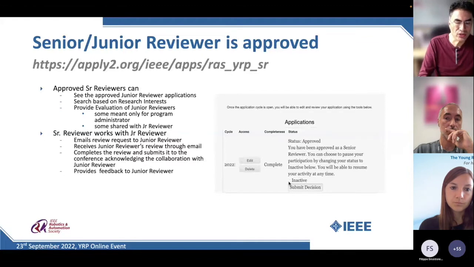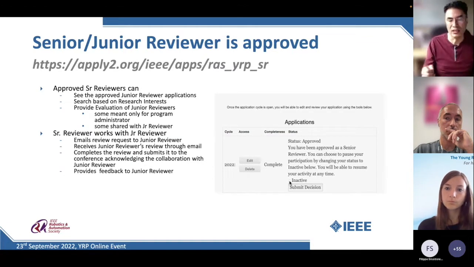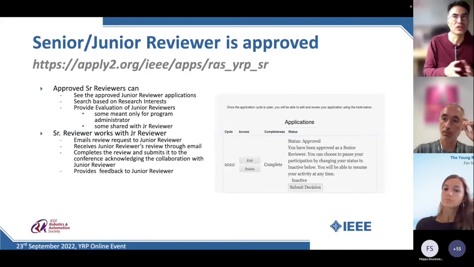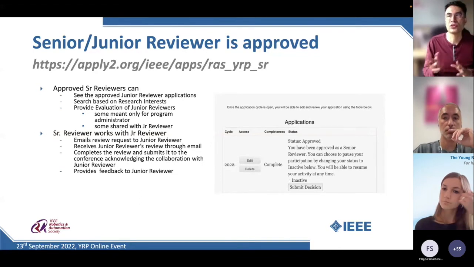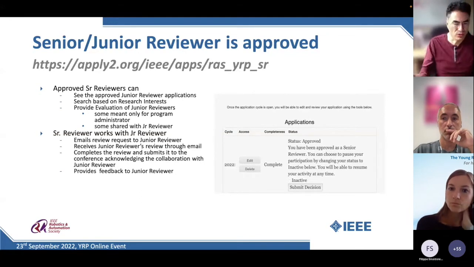You can change your status to inactive if you don't want to participate for a while, and that way your information, this is more important even for junior reviewers, will not be shown. Junior reviewers are not going to be shown if they don't want to participate for a while in the system. But if not, you can change your information if you want to.